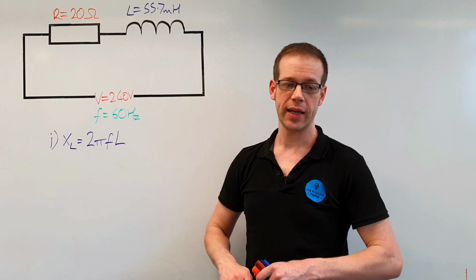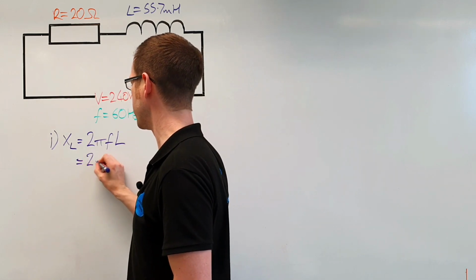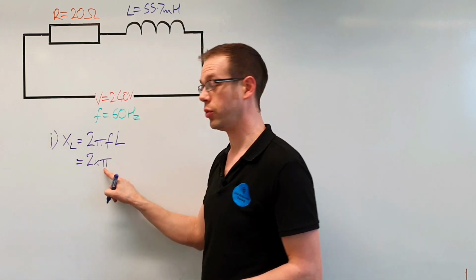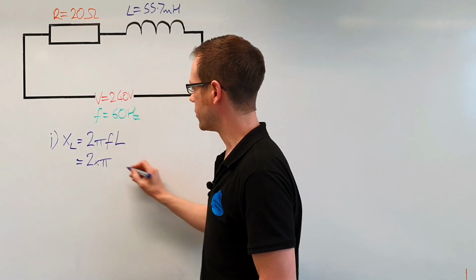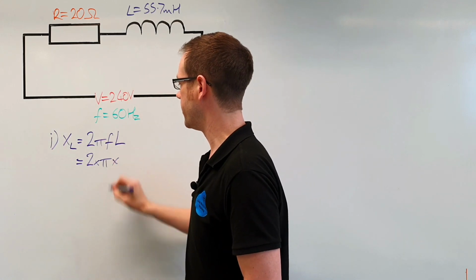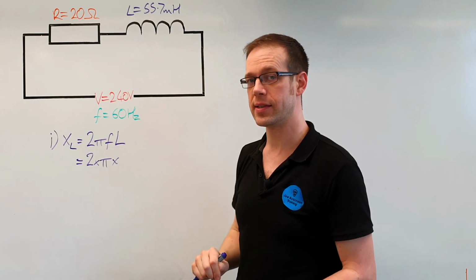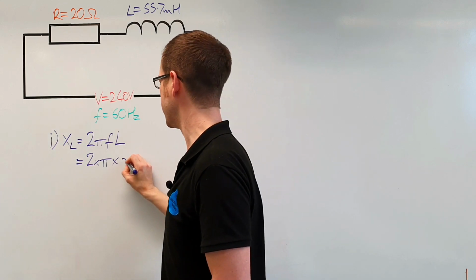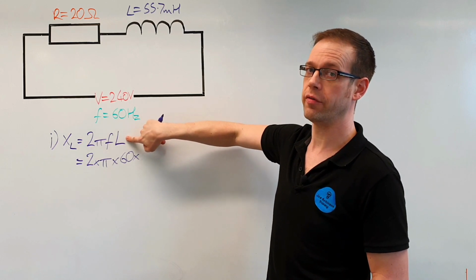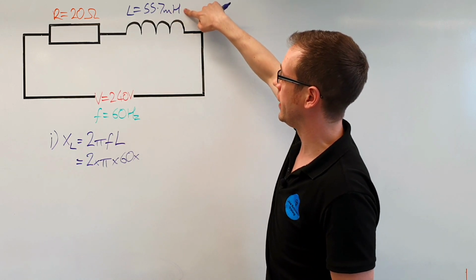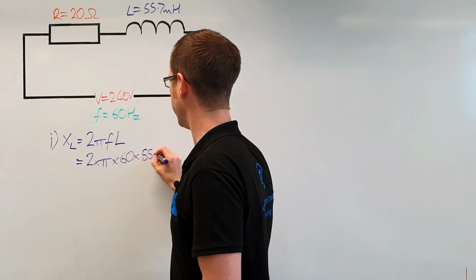So we've got here 2 pi FL, so we're going to put in our values. So 2 pi just stays as a constant. I always like to use pi as the actual value of pi on my calculator rather than shortening it to 3.14 or something like that. So we'll leave that as pi, and then we're going to times it by the frequency of the circuit. And the frequency of the circuit in this case is 60 hertz. So we're going to times that by 60, and then we're going to times that by the inductance of the coil. So here you can see the inductance up here is 55.7 millihenries. So we'll put that on the end, 55.7.